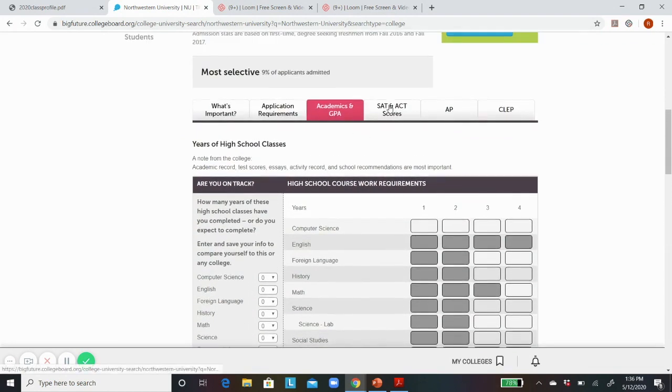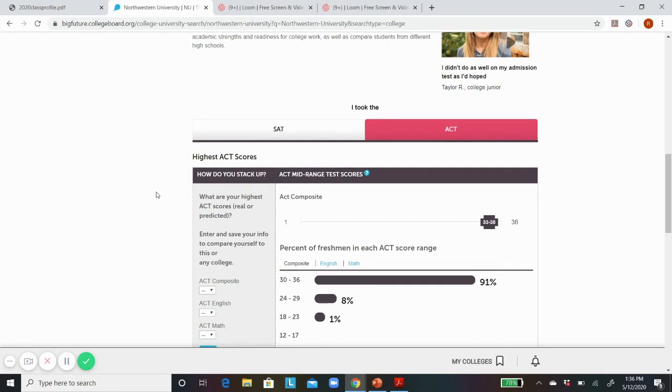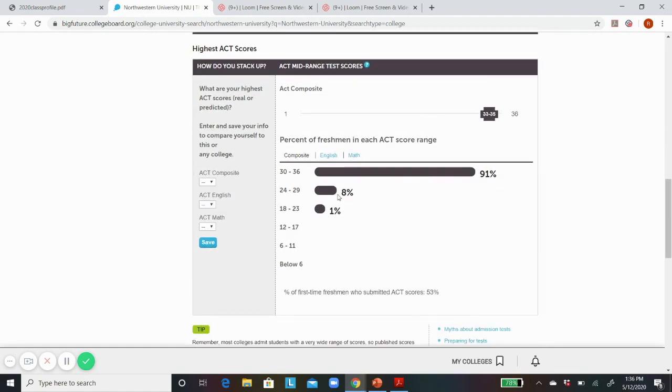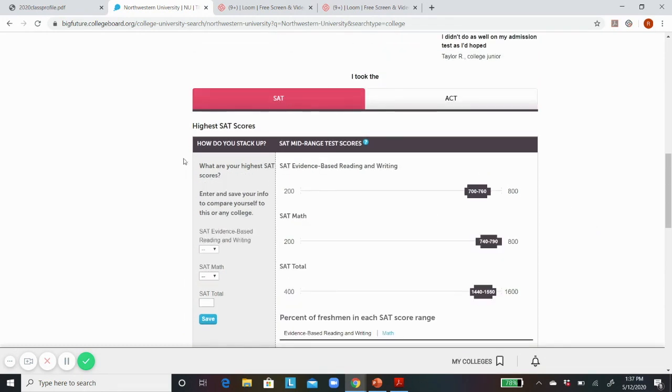Last, SAT and ACT scores, if they're reported and shared, are going to be in this tab. Here we have the ACT tab highlighted. This is the range of most of their students, and this is the percent that are in each range score category. This way, you can identify again what percentile your student is against this school and identify again if it's a reach, a match, or a safety. They also have the same information for the SAT.